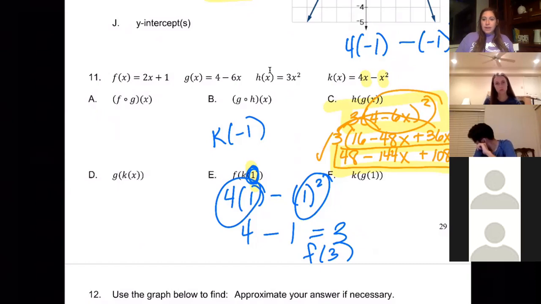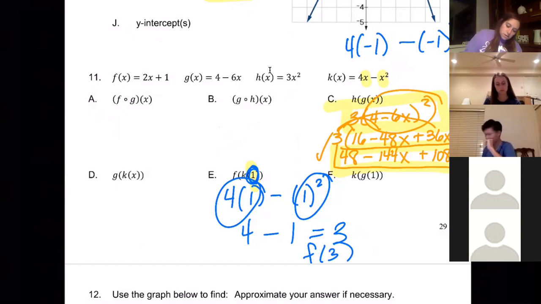Is there one, Roger, that you maybe struggled with that you want to go through? So like B and C. So C you just did it and the powers are outside of the parentheses. And B I did g parentheses 3x squared and then parentheses. Yeah, so this would be g of h of x. So I'm going to do g of 3x squared, which would be 4 minus 6. So I'm taking this x.